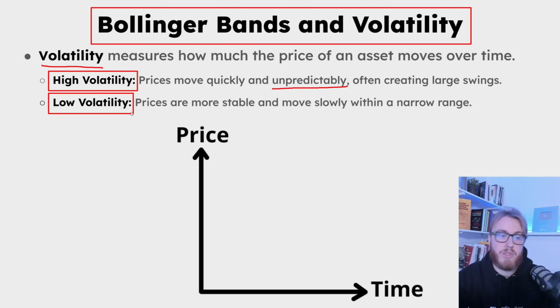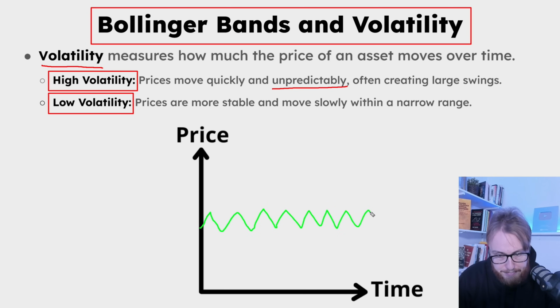Low volatility is of course the opposite of high volatility, and this is where prices are more stable and move slowly over time. So to understand this, let's take two examples. So let's begin with low volatility, and let me have a special color for this. So a low volatility market might look something like this. To keep it simple, let's just say the market moves sideways. So as you can see, here the market moves sideways, but the swings up and down are pretty small. So this right here is what I would say is low volatility.